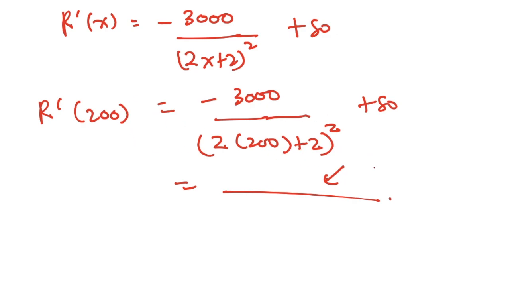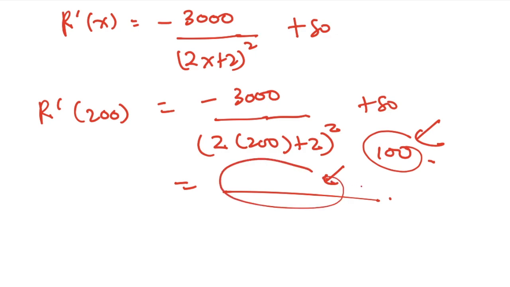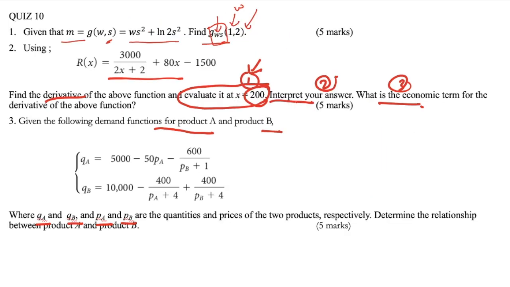For this bit of the question, let's say the answer is 100. Let's say I'm just making up. This is not the correct answer. I want you to find it yourself, calculate it yourself. But let's say it is 100. So the second bit of the question here says, interpret your answer. So how do you answer it?